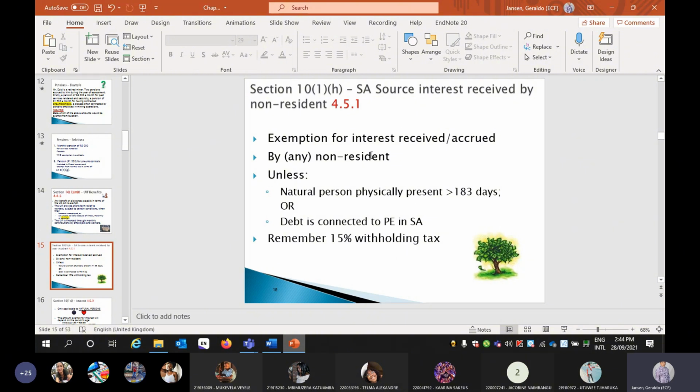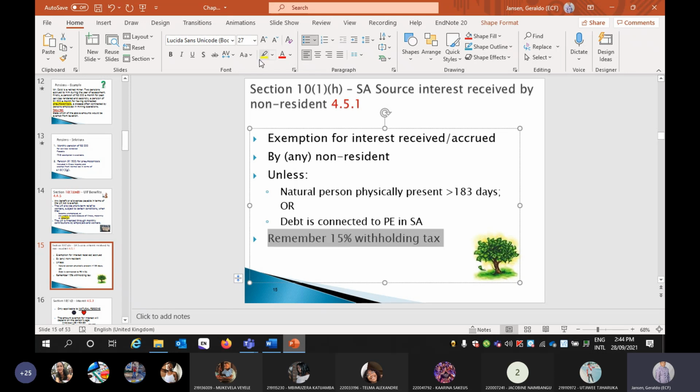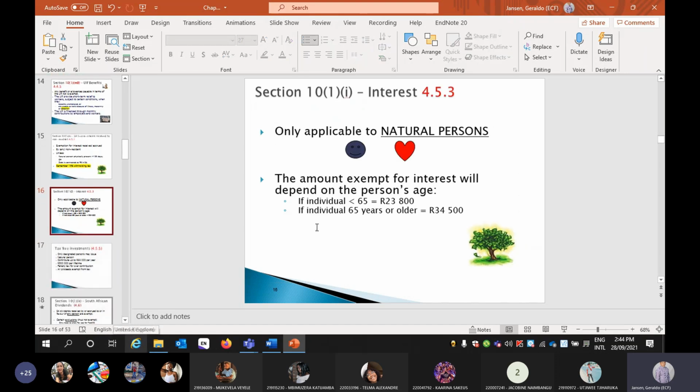But guys, once again, yes, the full amount will be exempted. However, there is 15% withholding tax that you need to pay.